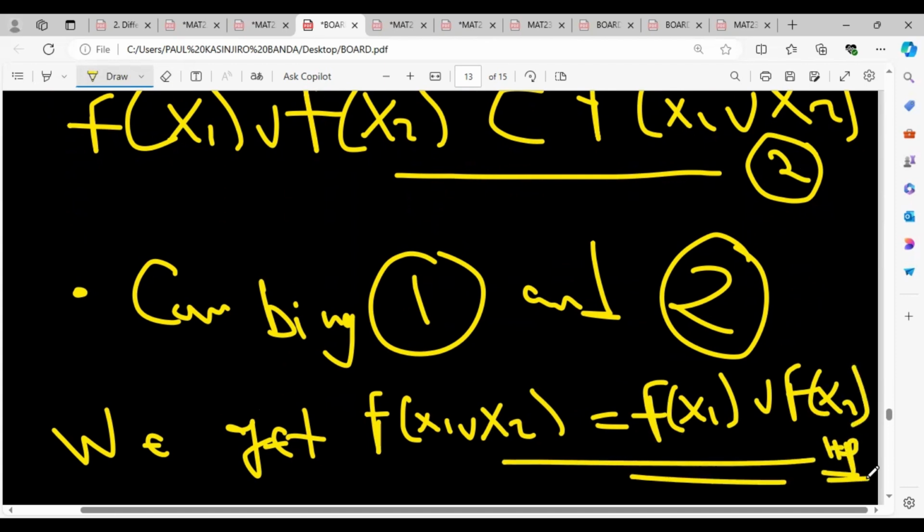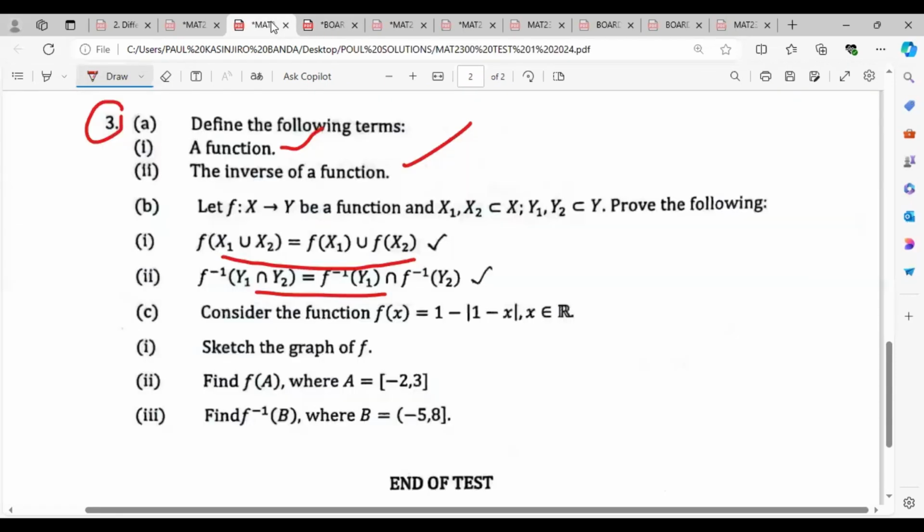So we are done with the first proof. Then let's prove the one for the inverse. So what do we have here? We have this one here.